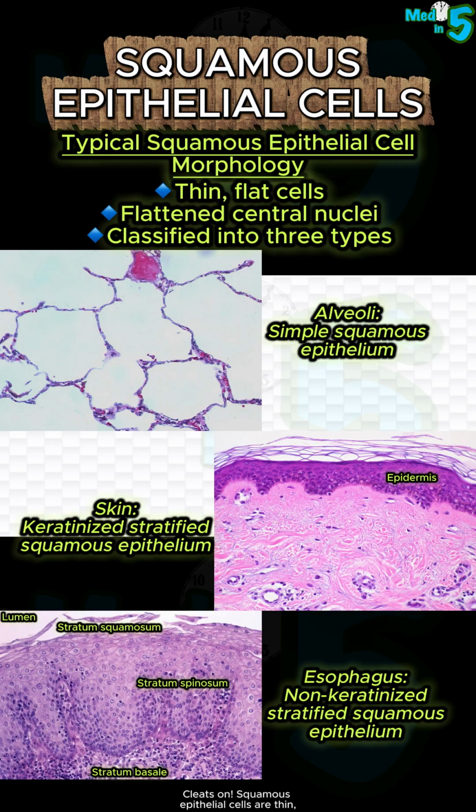Cleats on. Squamous epithelial cells are thin, flat cells with flattened central nuclei. Their broad, flat shape distinguishes them from the taller cuboidal and columnar epithelial cells. Squamous epithelia are classified into three types.